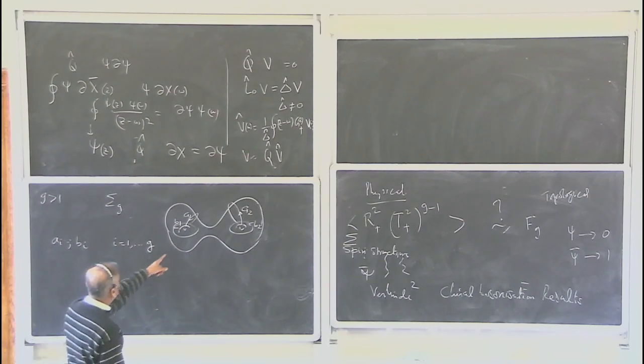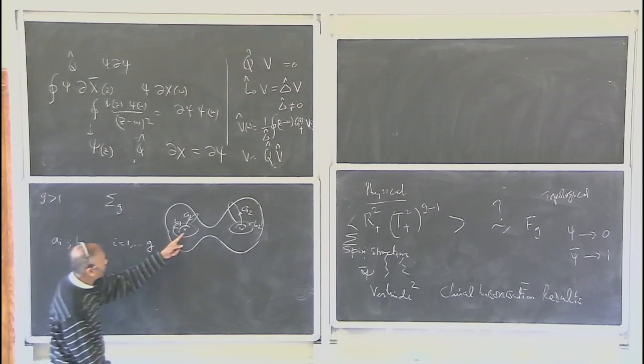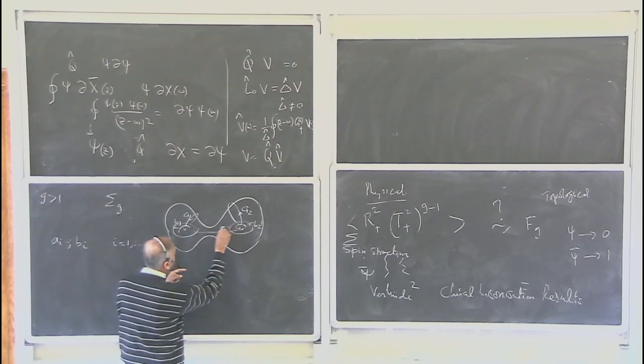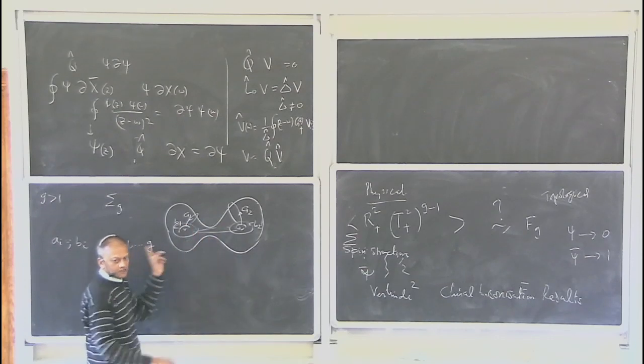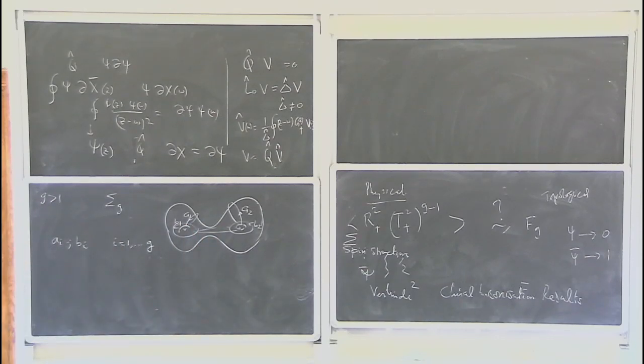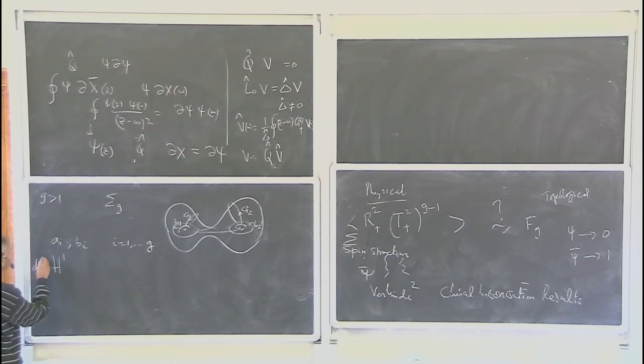Yeah, but this is the basis. You're talking about this cycle here, right? This cycle, you can write as a combination of the other cycles. So this provides a basis. Yeah, the dimension of H1 is 2G.